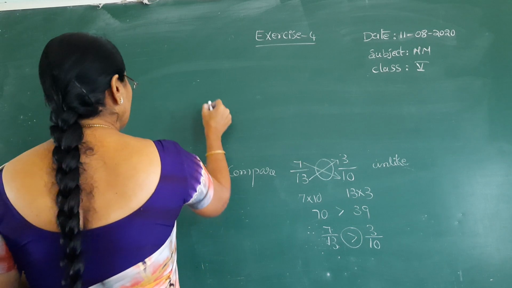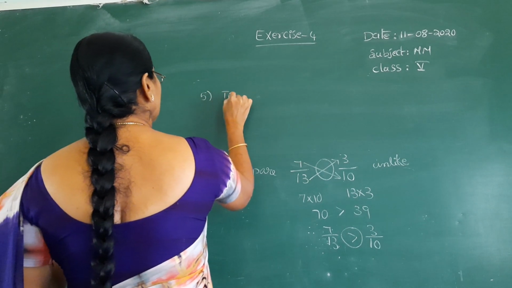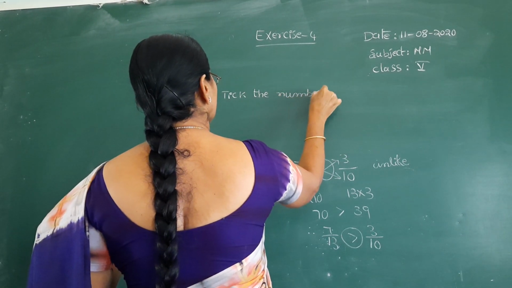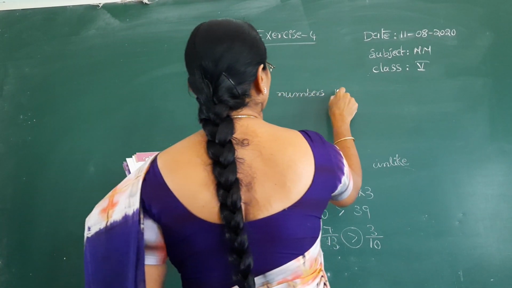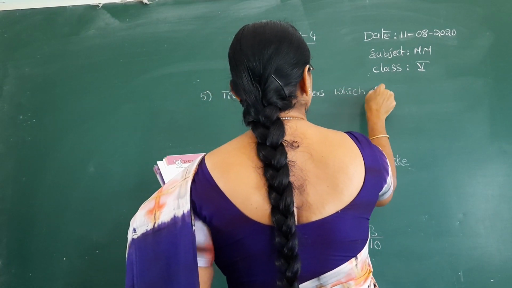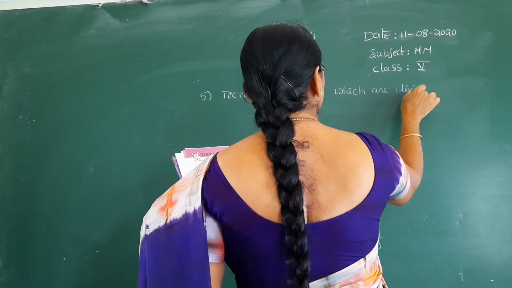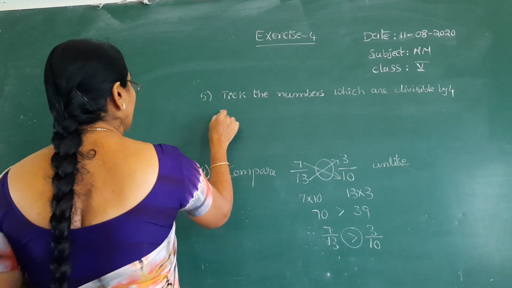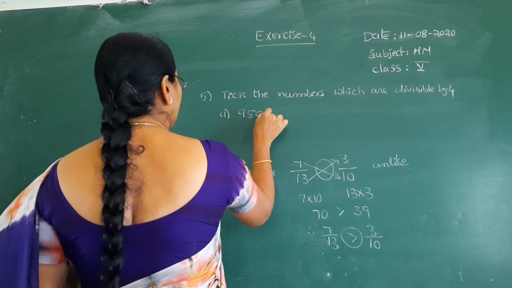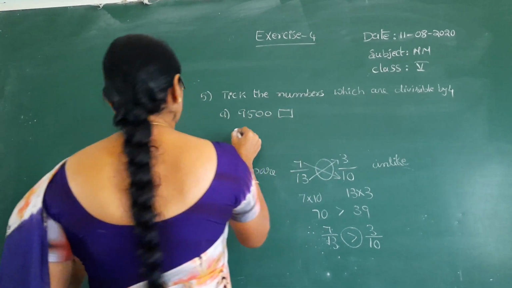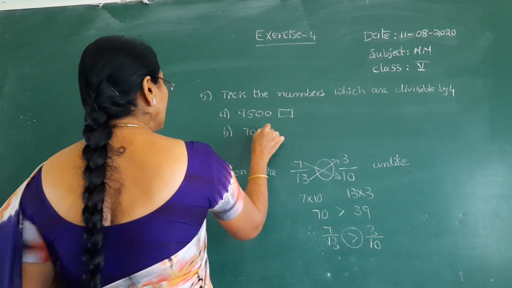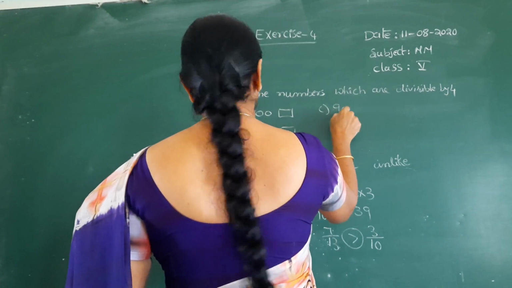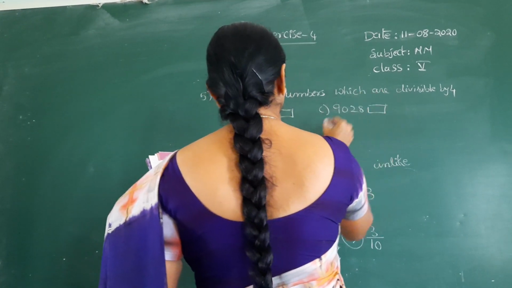See the next, the 5th problem. Tick the numbers which are divisible by 4. Here the options are given as 9500, next 7035, next 9028, and next 7530.